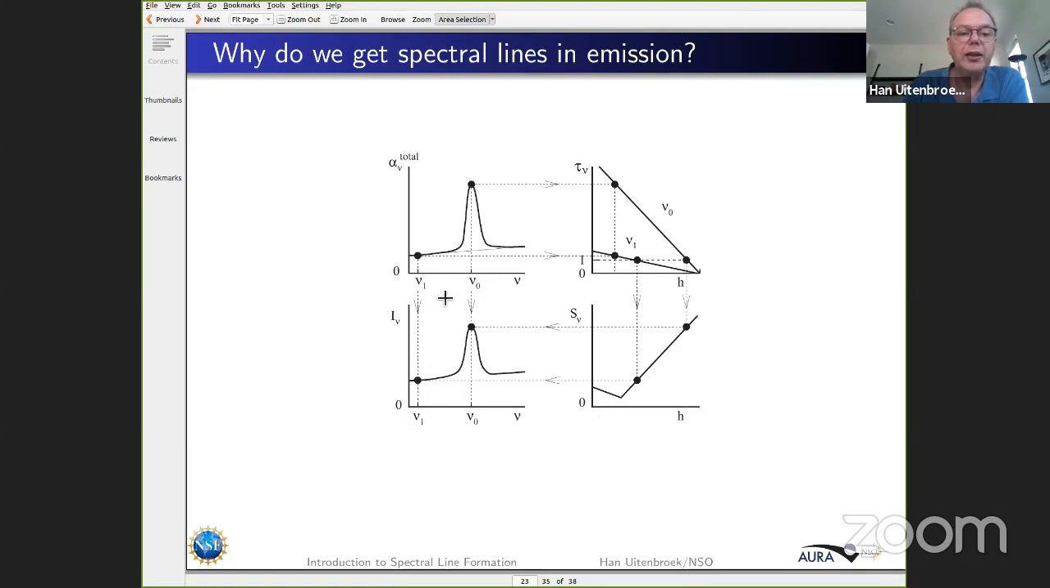So again, the strong variation of opacity through the line, with much higher opacity in the line core than in the continuum, in combination with an increasing source function with height, gives us an emission line.